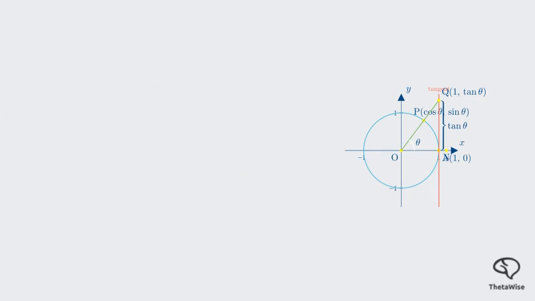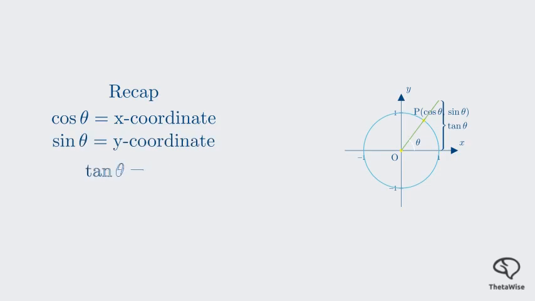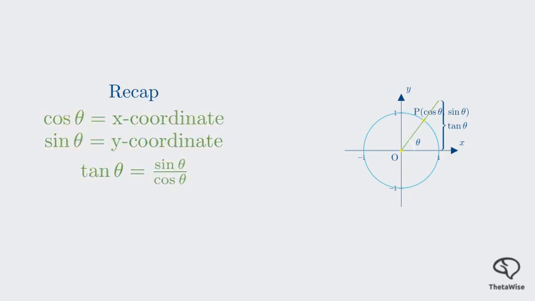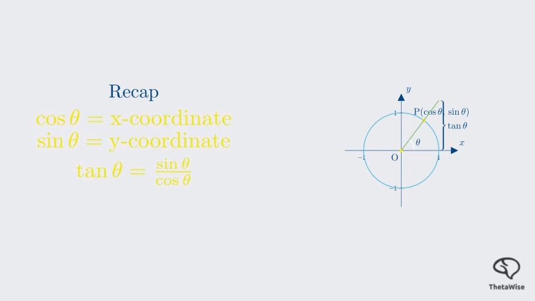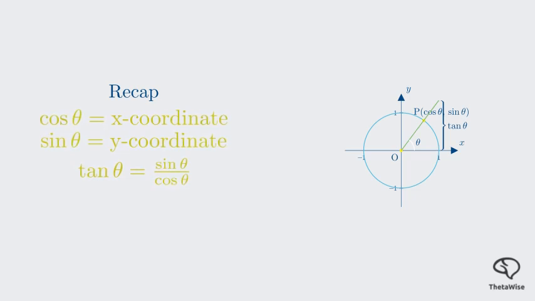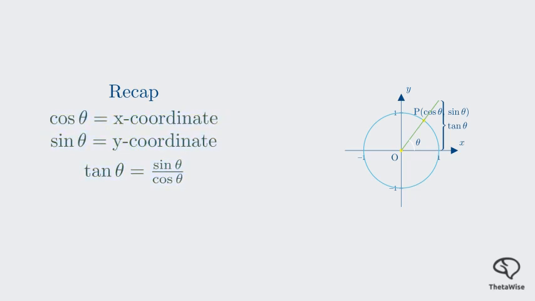To recap, we have defined the three main trigonometric functions based on the coordinates of points on the unit circle. Cosine is the x-coordinate, sine is the y-coordinate, and tangent is y over x. This unit circle definition allows us to extend these functions to any angle.